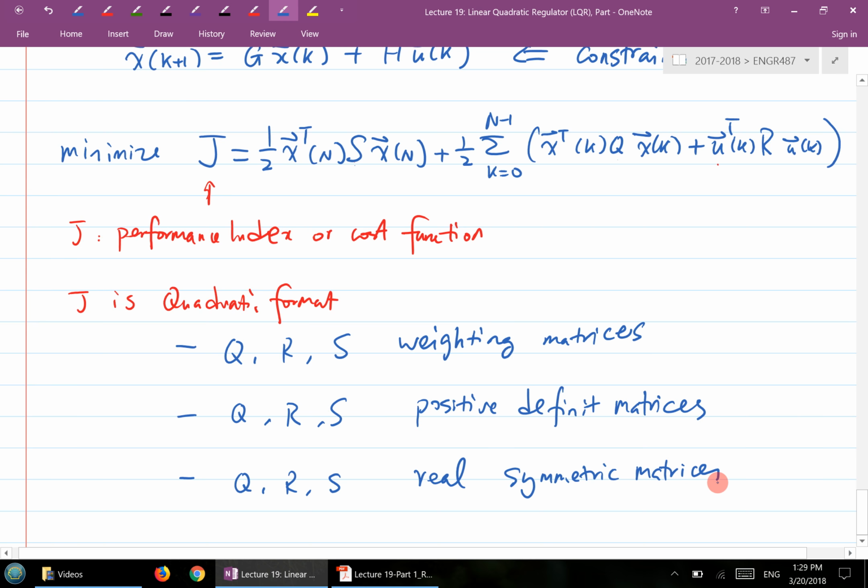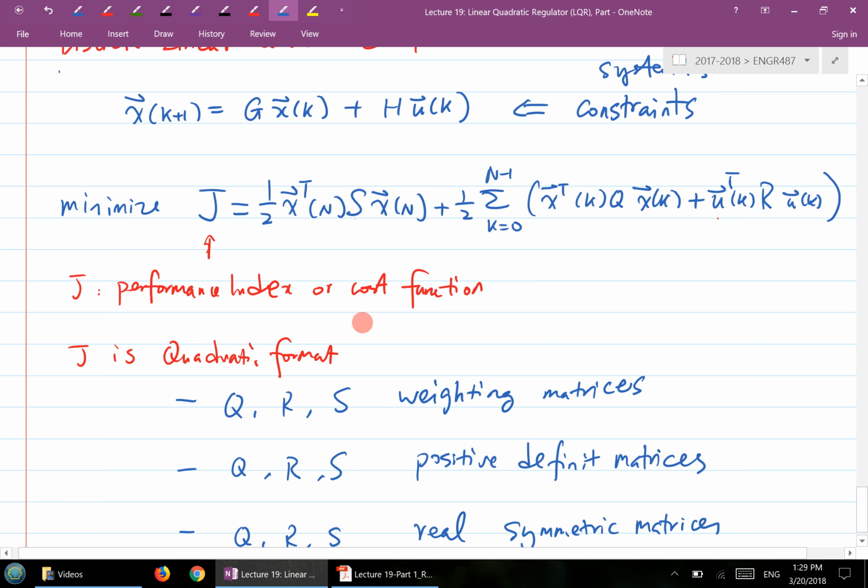Okay. So here are some constraints in terms of selection of the matrices Q, R, and S. Every time you can think back in terms of scalar, right? Positive definite, basically you pick them as positive numbers, and simple, but it's not that accurate. And real symmetric, right? That's what it means basically.